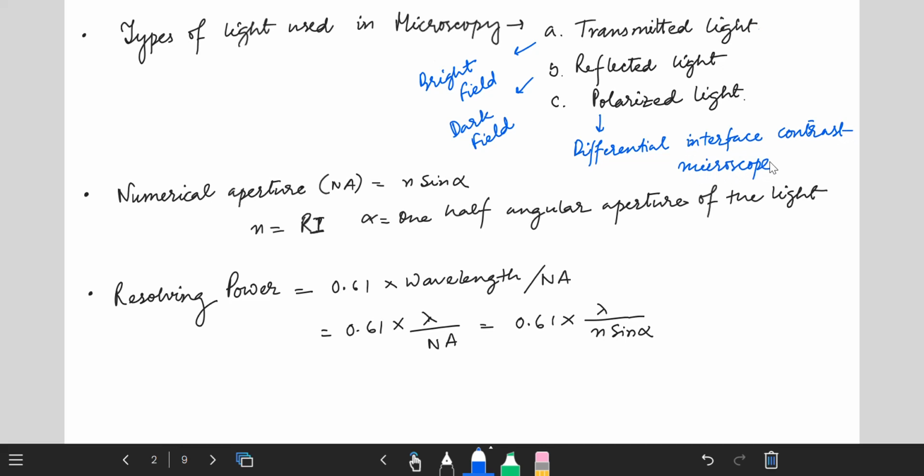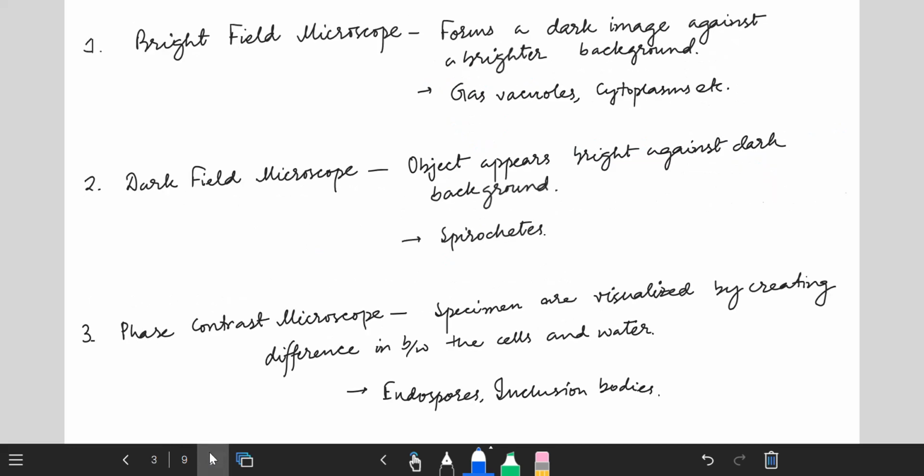These are the mathematical formulas of numerical aperture, which is equal to n sin alpha, where n equals refractive index or RI, and alpha equals 1/2 angular aperture of the light. Resolving power equals 0.61 times wavelength lambda divided by NA, or n sin alpha.